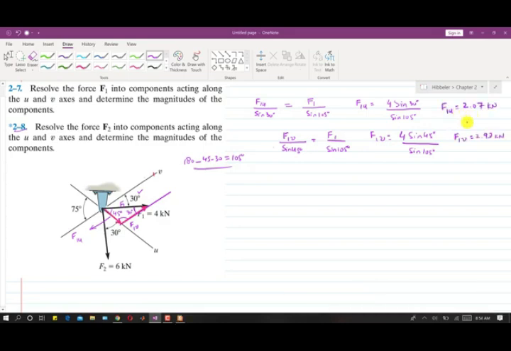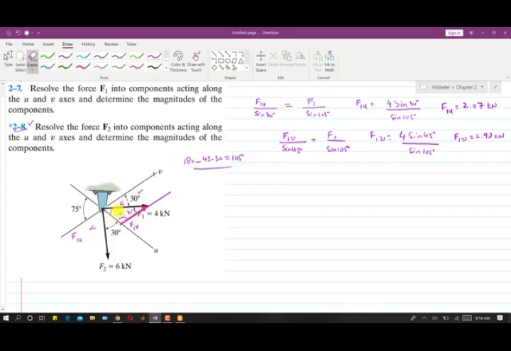When I solve this, we get F1U as 2.07 kilonewton and F1V comes out to be 2.93 kilonewton. Now I will solve this 2.8 problem. In this problem it is said to resolve the force F2 into its components acting along U and V axes and determine the magnitude of the components. So now we will resolve this F2 into its components along U and V.